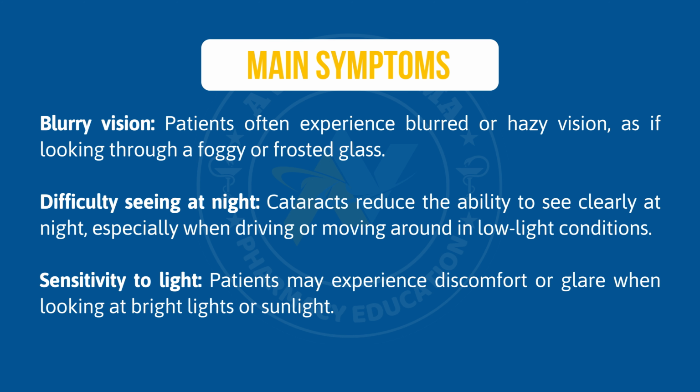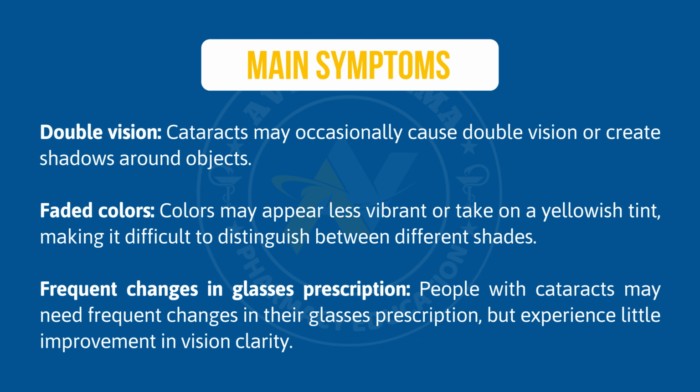Double vision. Cataracts may occasionally cause double vision or create shadows around objects. Faded colors. Colors may appear less vibrant or take on a yellowish tint, making it difficult to distinguish between different shades. Frequent changes in glasses prescription. People with cataracts may need frequent changes in their glasses prescription, but experience little improvement in vision clarity.